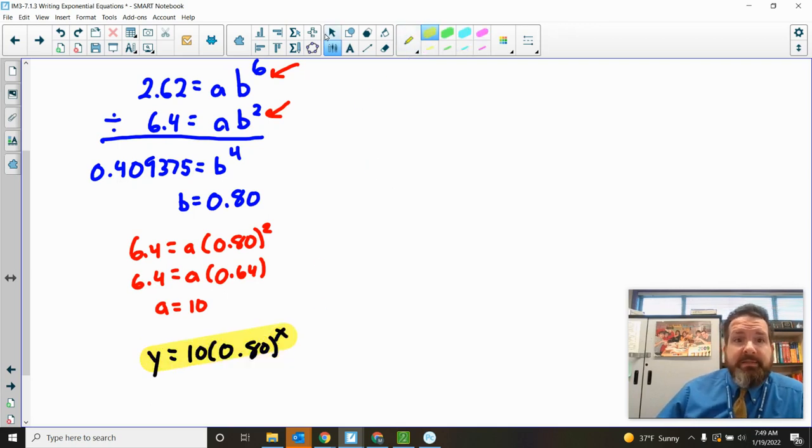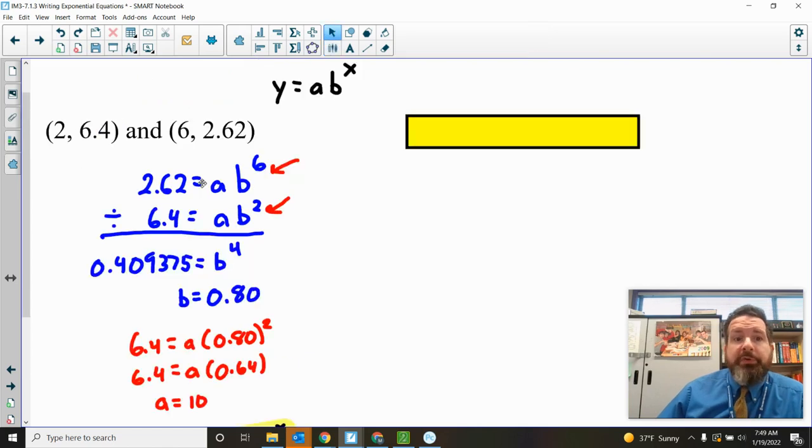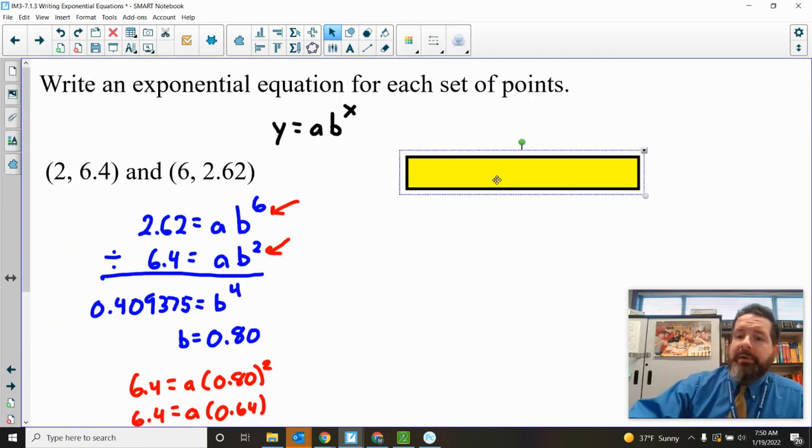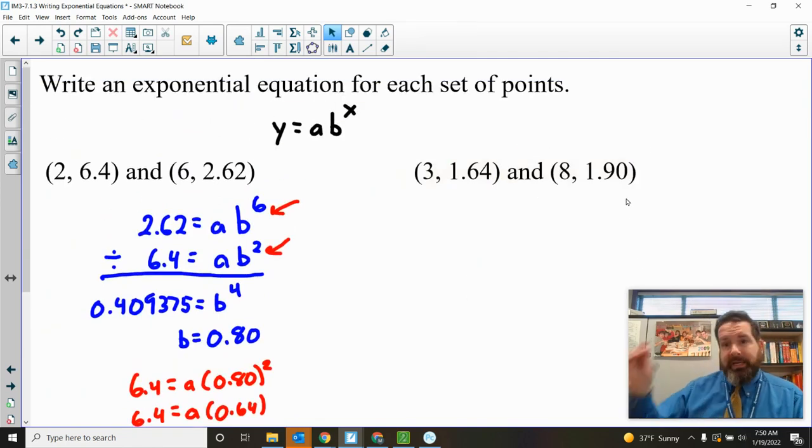So here was our process. This is the recap. Use both ordered pairs to make 2 equations, and then divide them. My advice, have the higher exponent on top. That way you've always got a positive exponent after you do that division. Then work it backward, right? So you eliminate your a, solve for b, and then use that b to substitute and solve for the other unknown. I would like you to try this second one here.